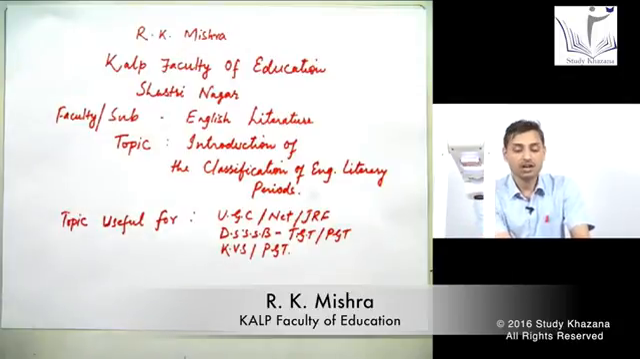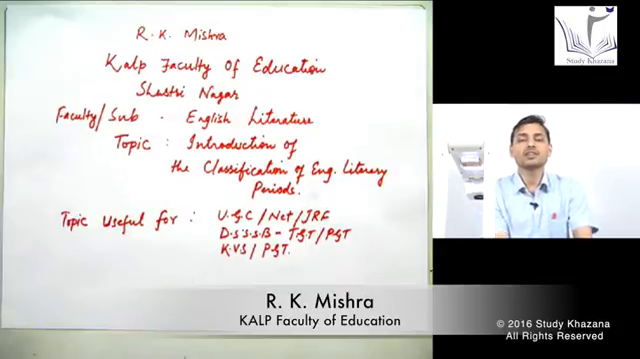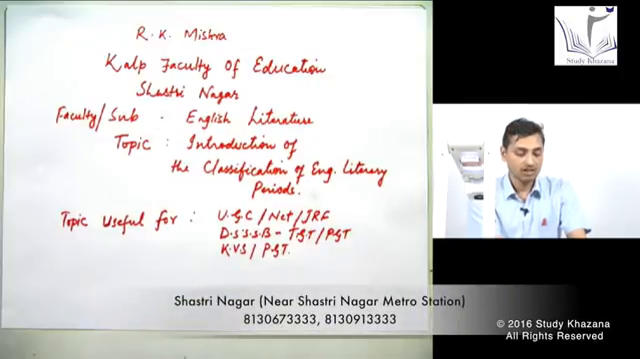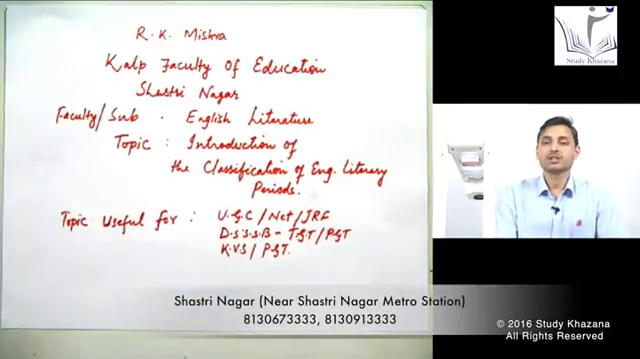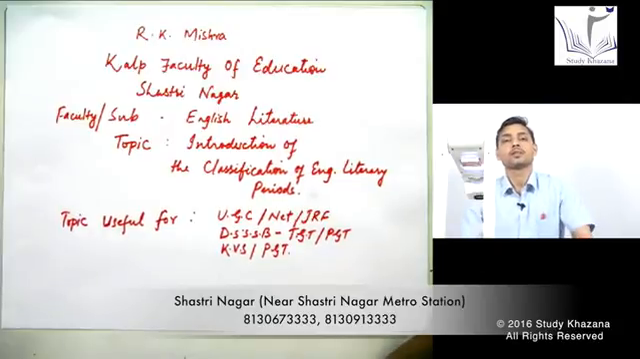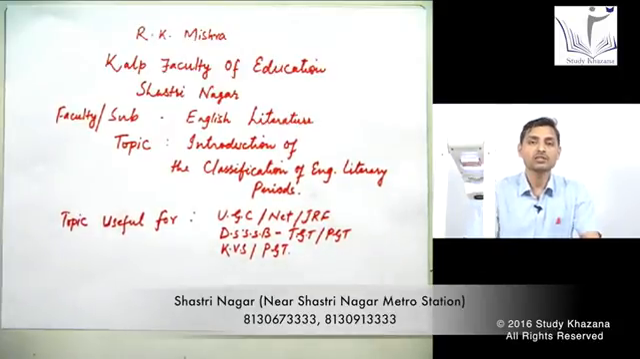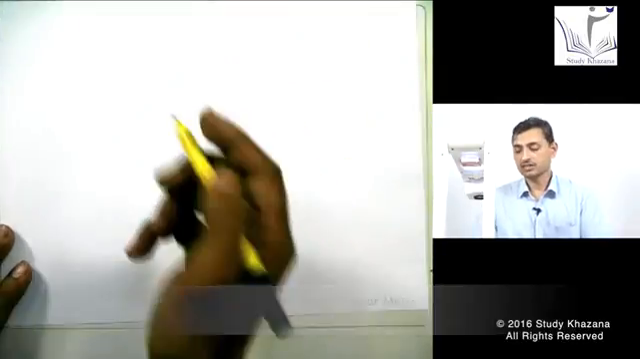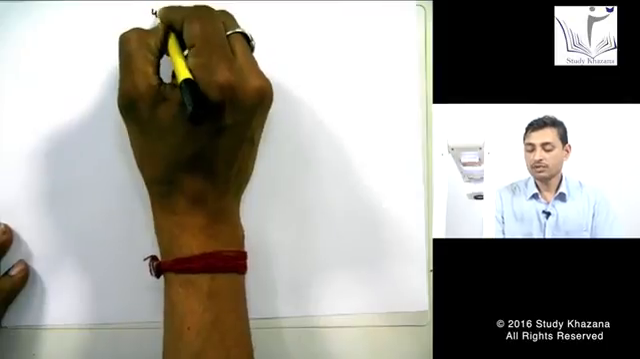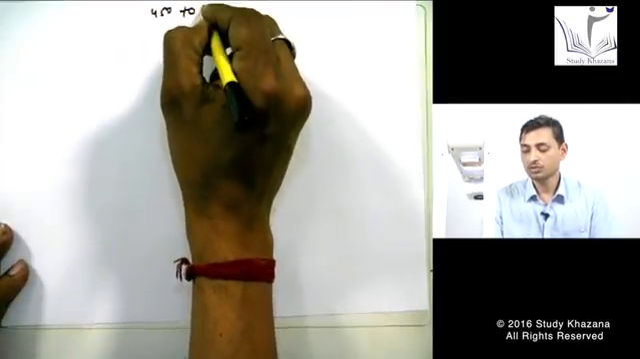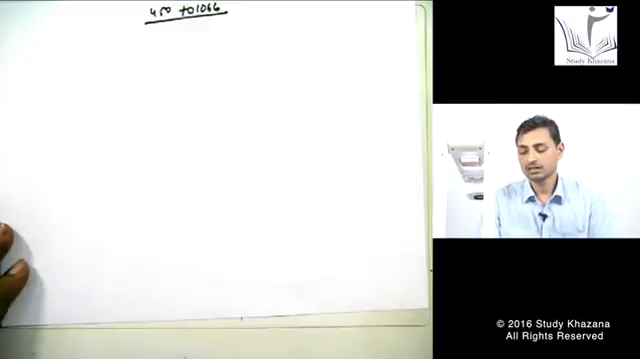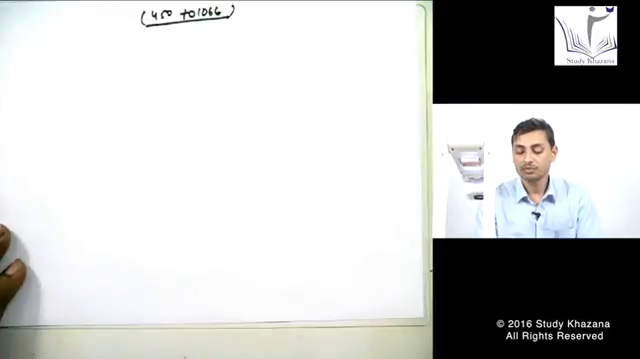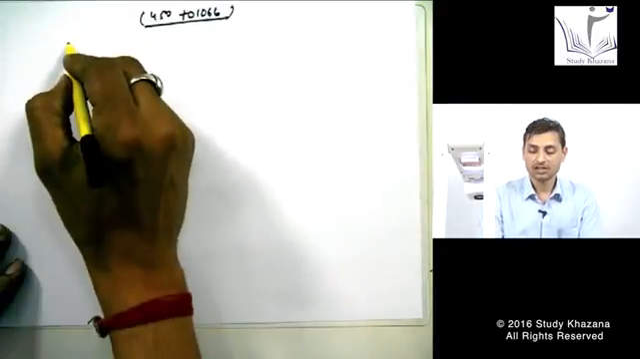Dear students, for the sake of understanding English literature in a very clear-cut manner, you need to know what is called classification. English literature has been divided into three periods. The first one is the Old English period. It covers the period from 450 to 1066.